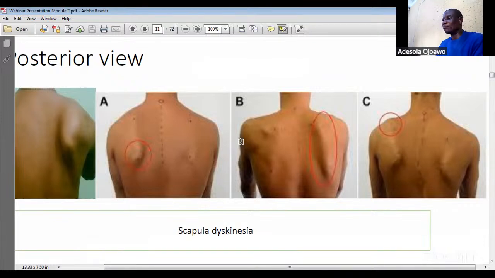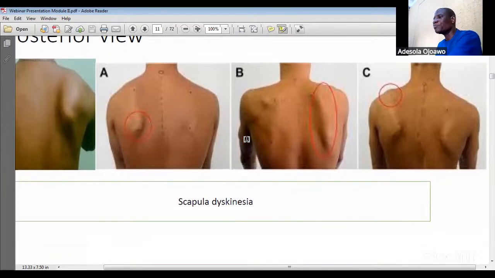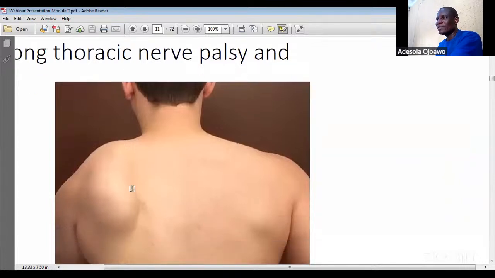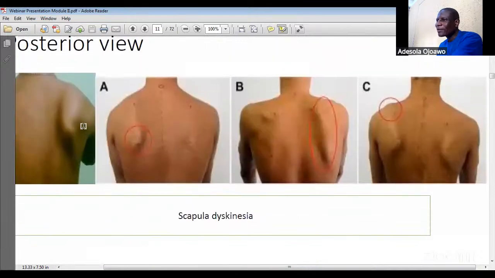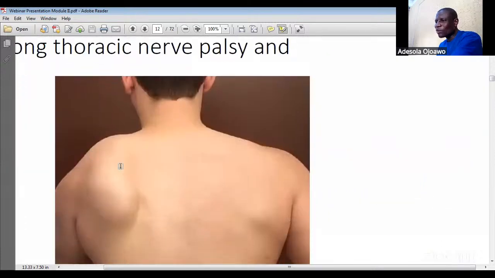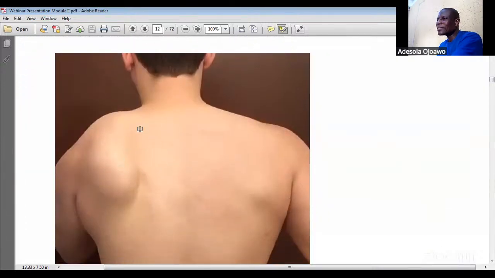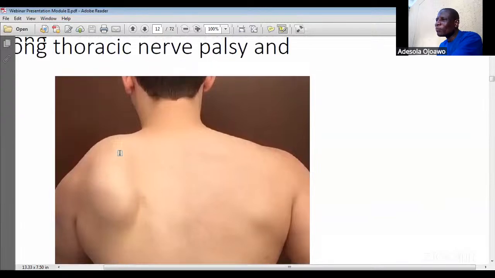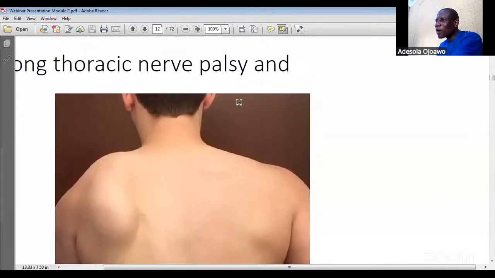This is the posterior observation. We are talking about observation. This is the posterior view of the patient that you have to document, talking of diagnosis. We have more to that. Please look at this. Can you see this? You see that the scapular edges look as if they were coming out, unlike the other one we saw here. This is a sign that you have a problem with long thoracic nerve palsy.